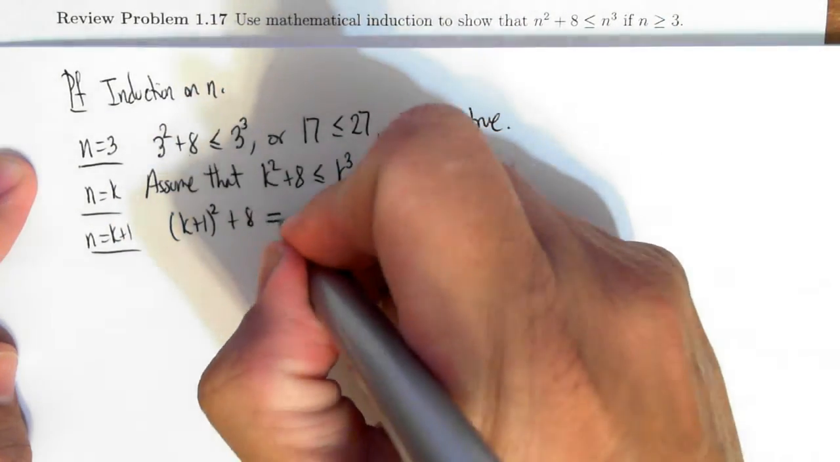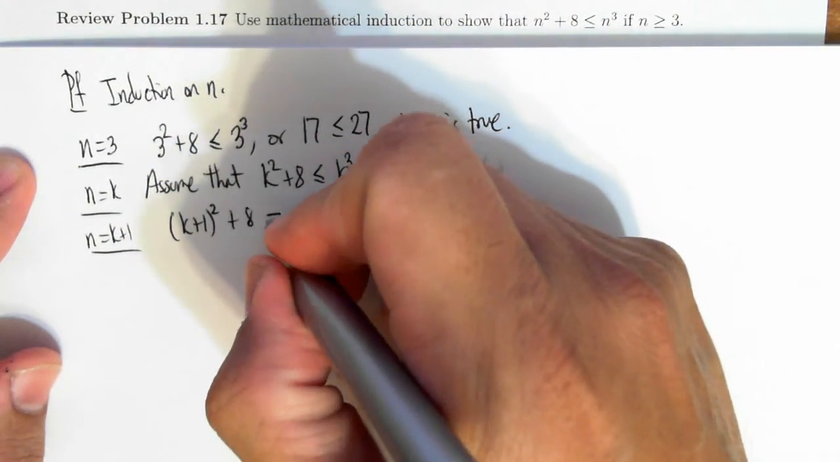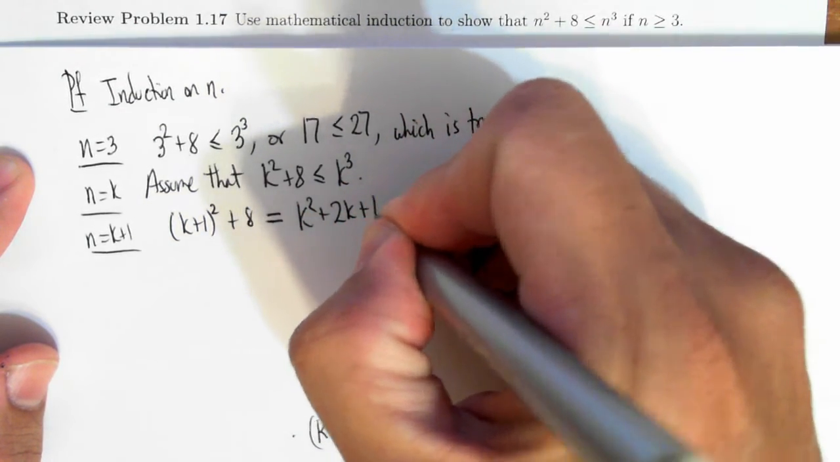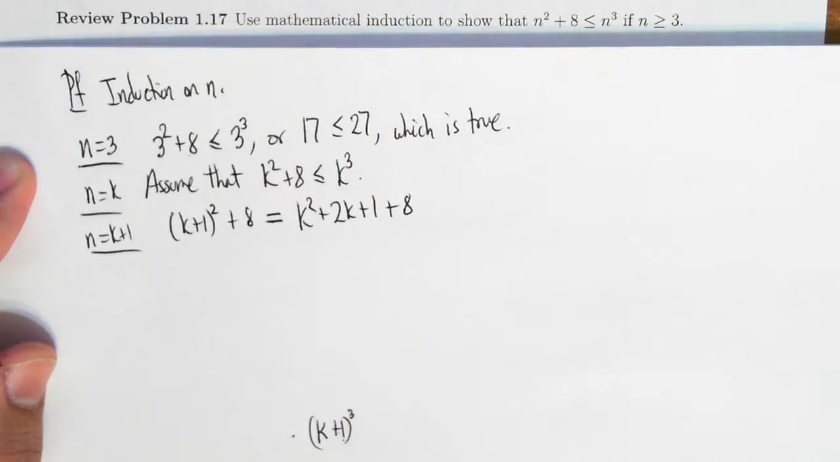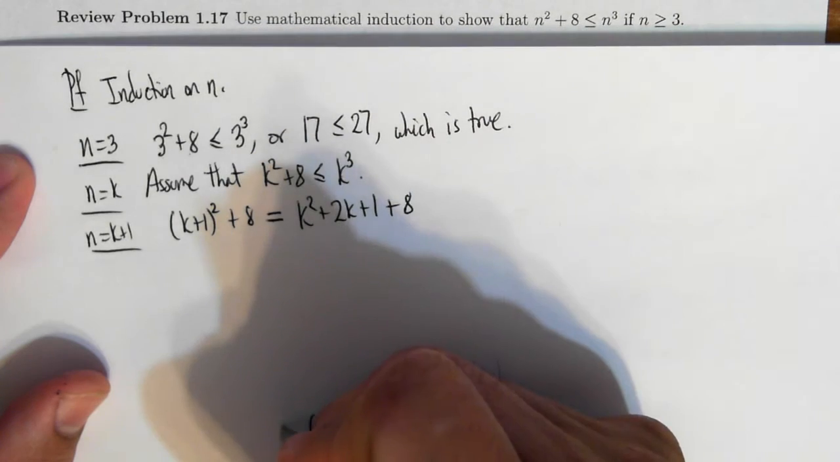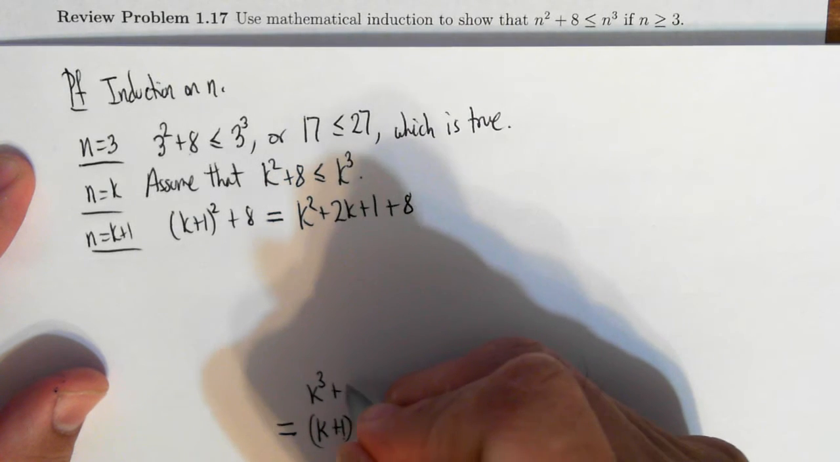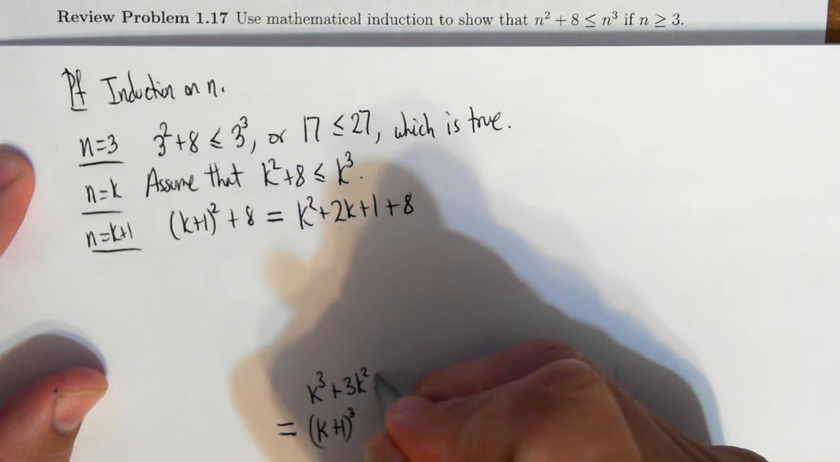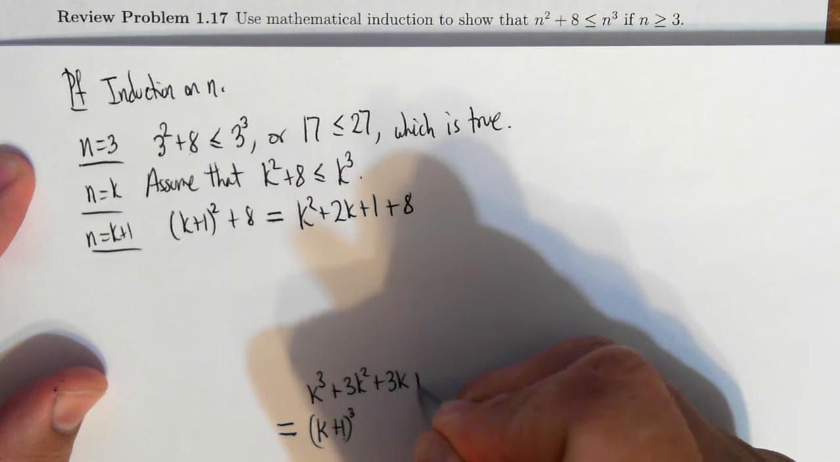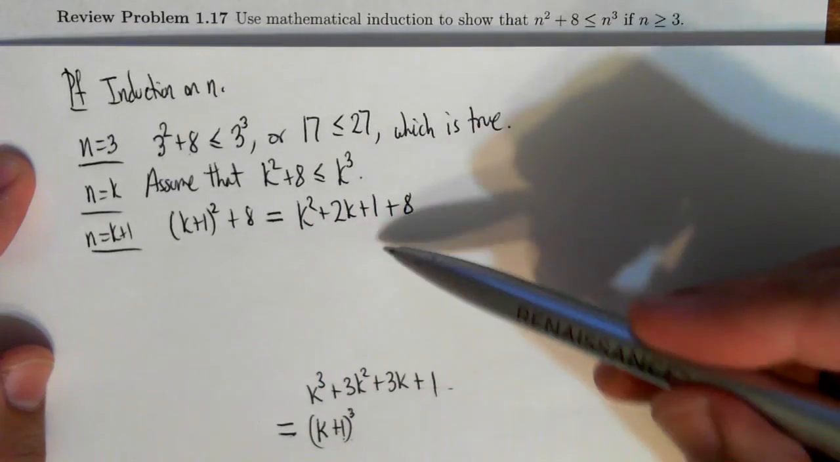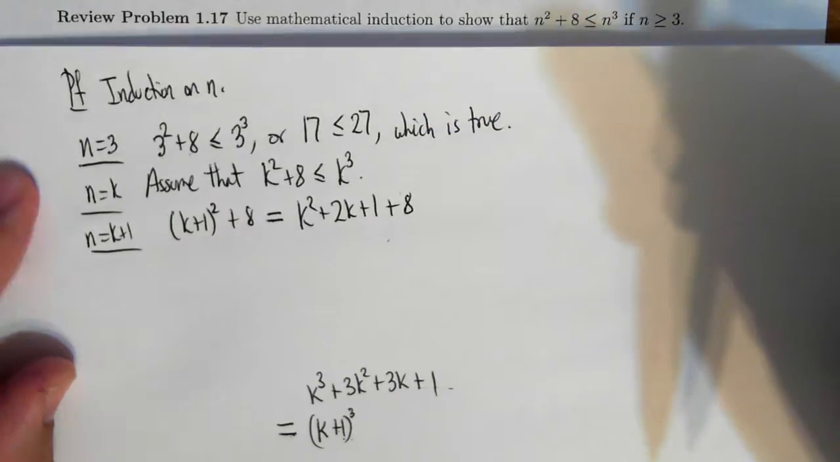So let's take this with the easy things I know. This is equal to k squared plus 2k plus 1 plus 8, that's what that's equal to. And in the other direction, if I were to multiply this out, that's equal to k cubed plus 3k squared plus 3k plus 1. So this is equal to that. And I need to somehow make these match in the middle.